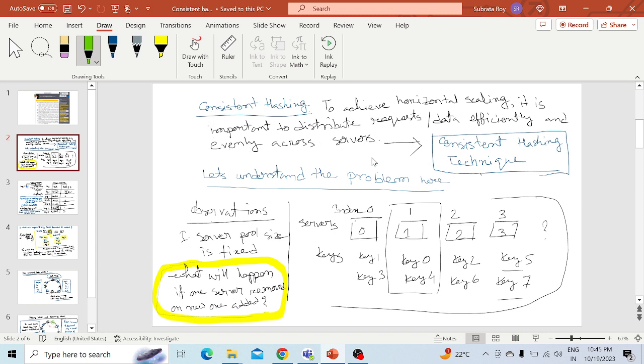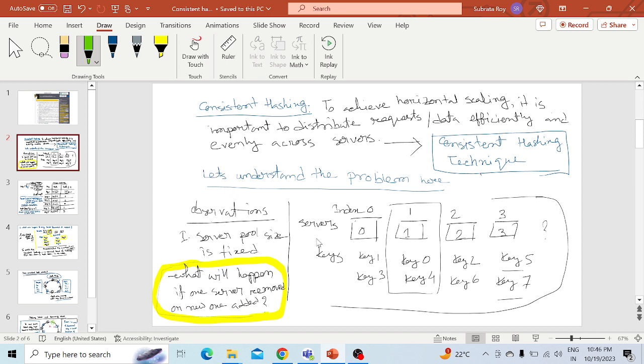Before moving on to what hashing is and all, I just want to highlight one problem statement. Let's understand what problem consistent hashing can solve. Don't think about hashing and the concept yet. I'll definitely talk about what hashing is in my next slide.